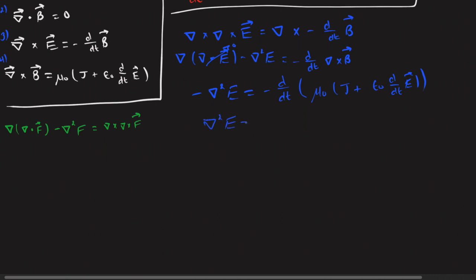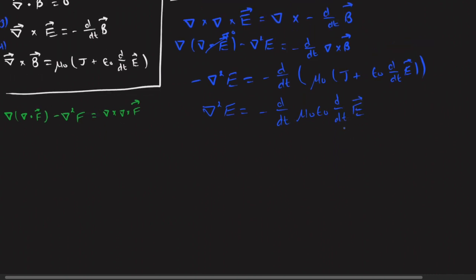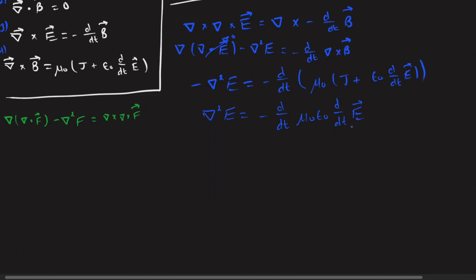It's going to be equal to minus d over dt of mu naught epsilon naught d over dt of the electric field. Now, what's going on here? We see that clearly we get the second derivative with respect to time of E because we can factor this out. So let us finish writing this. It is equal to, I forgot to drop the negative sign over here. Let's get rid of that. And then we're going to get mu naught epsilon naught d dt of this.